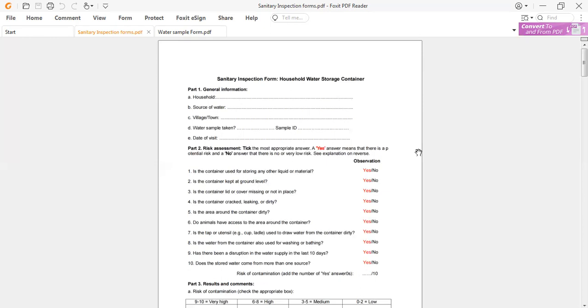Okay. Part 2 of this form talks about the risk assessment. This risk assessment gives you detail. From here, you'll be able to analyze and know if this water source is risky, and the risks that are found there.